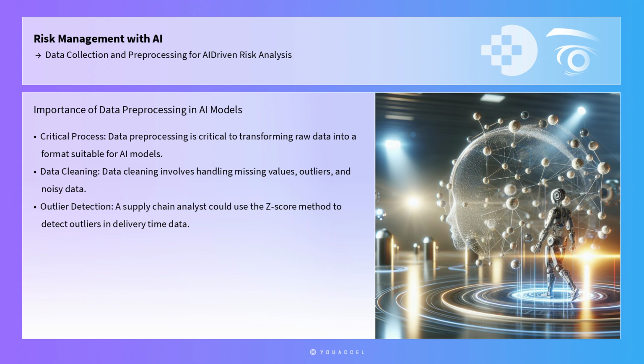Data pre-processing is critical to transforming raw data into a format suitable for AI models. This process involves several steps, including data cleaning, integration, transformation, and reduction. Data cleaning is the first step, which involves handling missing values, outliers, and noisy data. Techniques like imputation can be used to replace missing values, while statistical methods can identify and mitigate the impact of outliers. For example, a supply chain analyst could use the Z-score method to detect outliers in delivery time data, ensuring that the model is not skewed by extreme values.